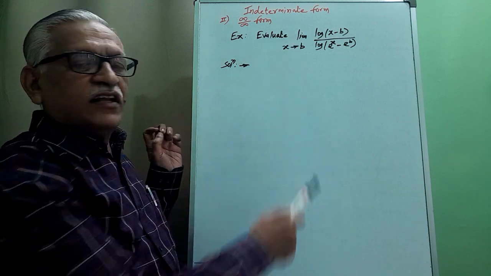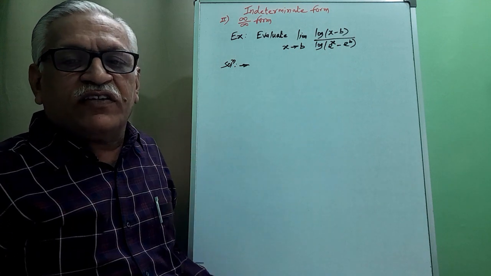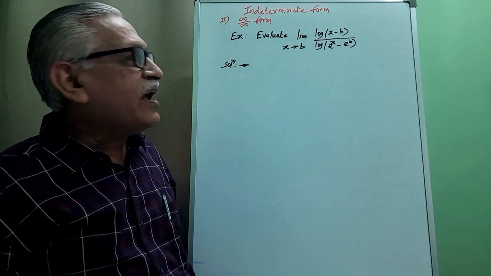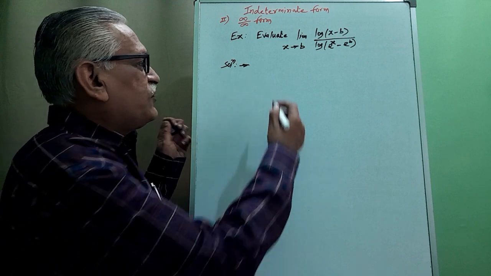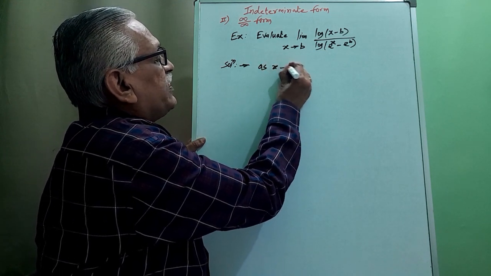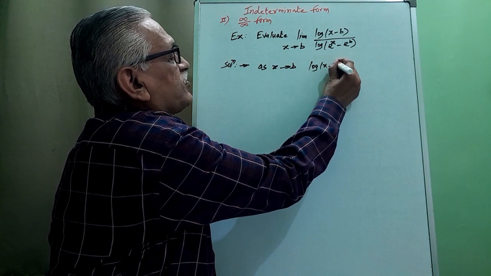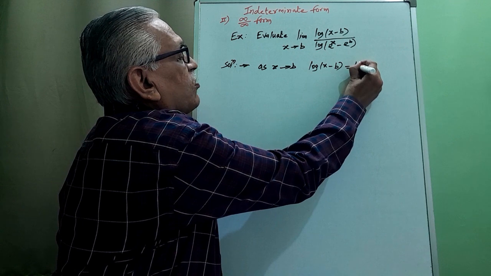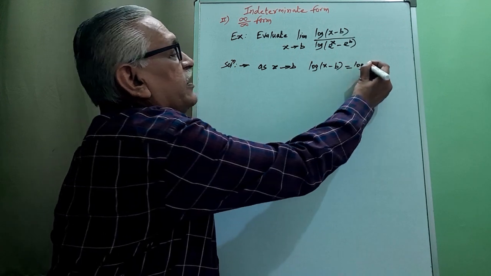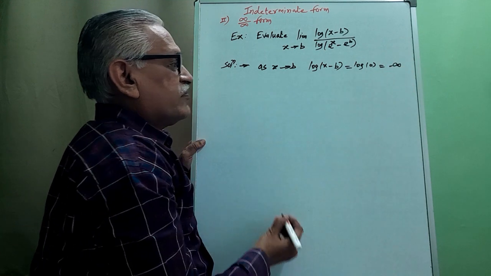Let us evaluate the limit of log of (x minus b) divided by log of (e raised to x minus e raised to b) as x tends to b. The first step is to get the form. As x tends to b, log of (x minus b) becomes log of (b minus b), which is log of 0, and log 0 is minus infinity.